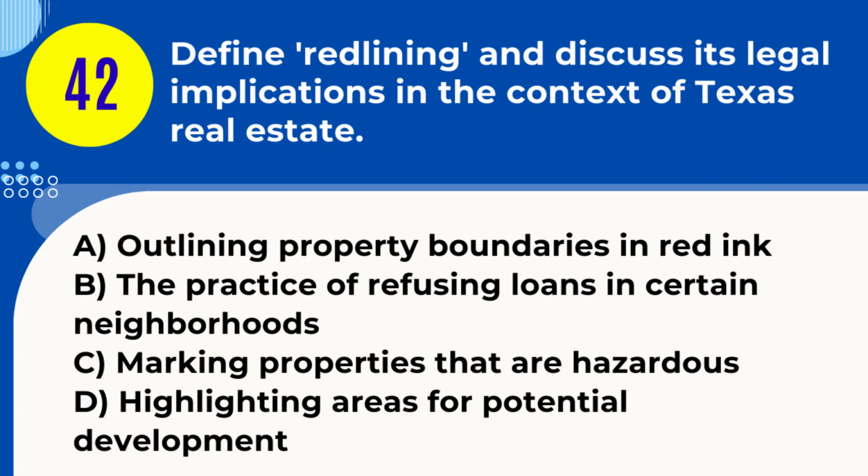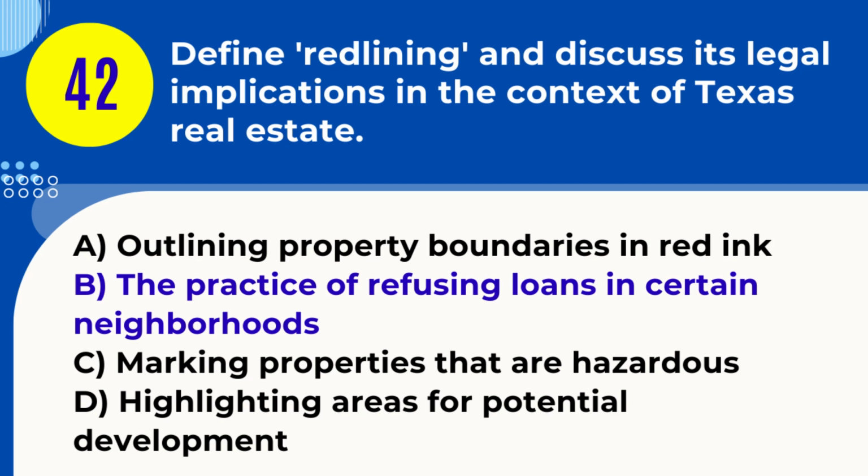Question 42. Define redlining and discuss its legal implications in the context of Texas real estate. A. Outlining property boundaries in red ink. B. The practice of refusing loans in certain neighborhoods. C. Marking properties that are hazardous. D. Highlighting areas for potential development. Answer: B. The practice of refusing loans in certain neighborhoods.